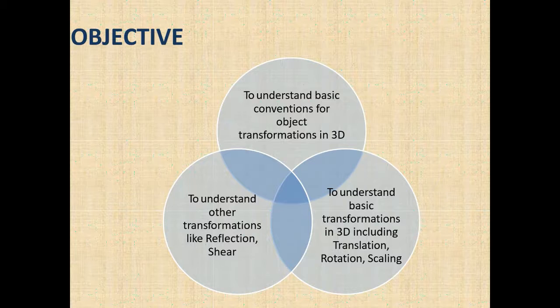To understand transformations like reflection and shear: in the previous 2D transformation lecture, we didn't manage to explore the reflection and shearing part properly, because there was nothing much to explore in 2D transformation. But in 3D transformation we'll be able to see how reflection and shearing come into play and have a huge role to play in this 3D transformation. And also we need to understand the basic transformations in 3D as well as 2D. That means the rigid transformations of translation, rotation, and scaling. We need to understand what is happening in 3D, what is the change.